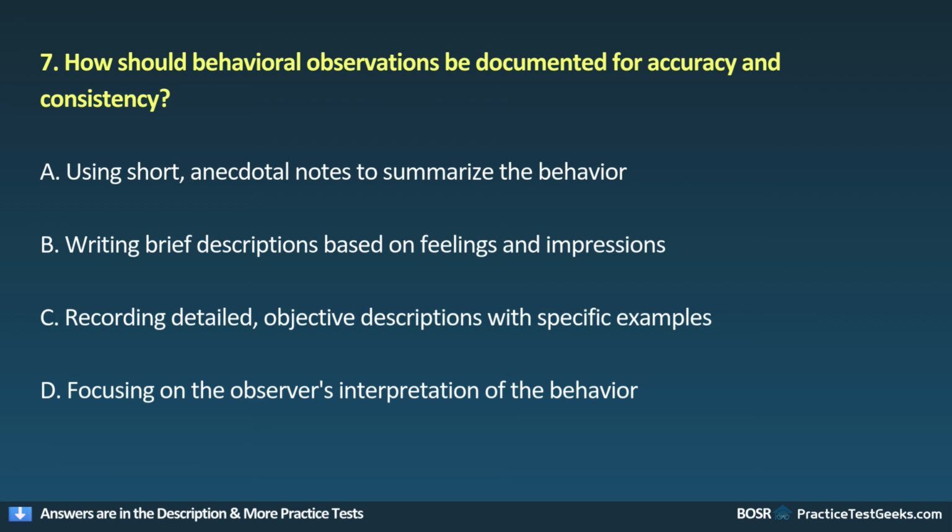7. How should behavioral observations be documented for accuracy and consistency? A. Using short anecdotal notes to summarize the behavior. B. Writing brief descriptions based on feelings and impressions. C. Recording detailed, objective descriptions with specific examples. D. Focusing on the observer's interpretation of the behavior.